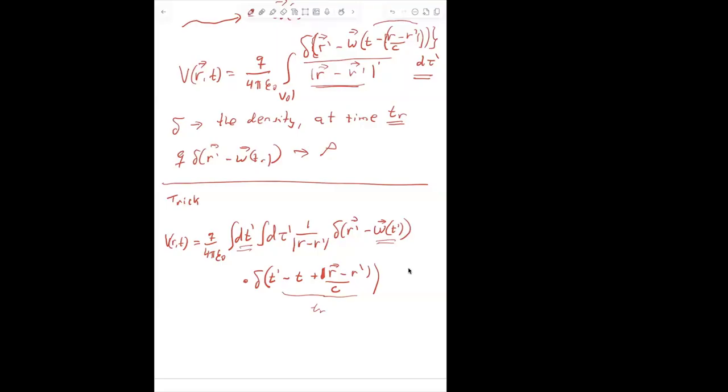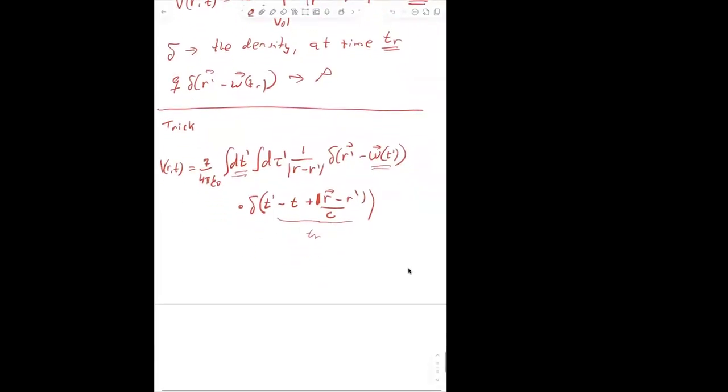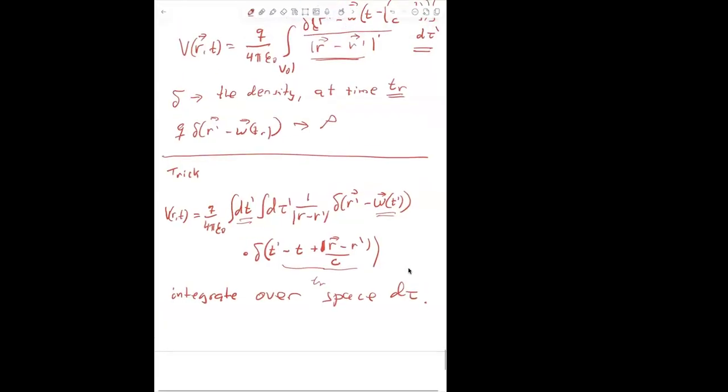Now, how do I continue? I first integrate over space, and I leave the integration over time for now. Now, why is it easy to integrate over space? Because I have here a delta function. I integrate over r prime. So what do I need to do? Everywhere I see r prime, like here, I just need to plug in the w.